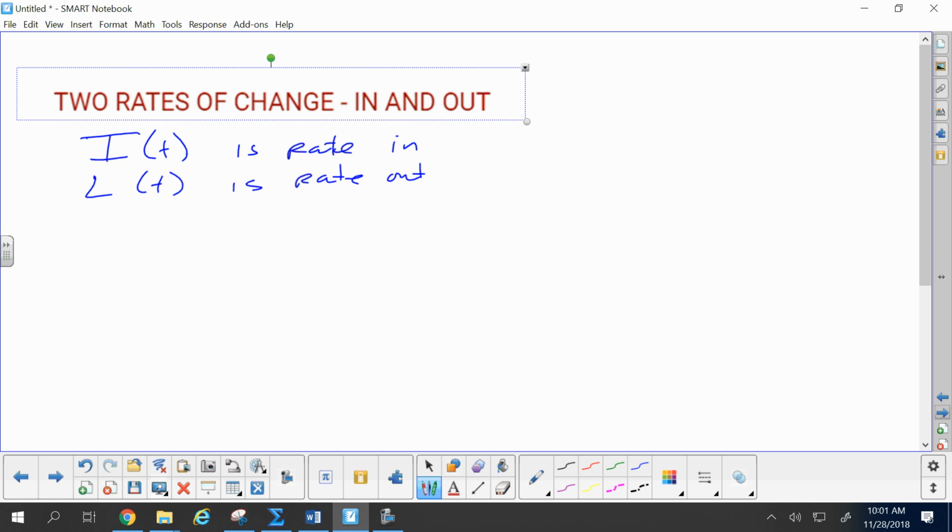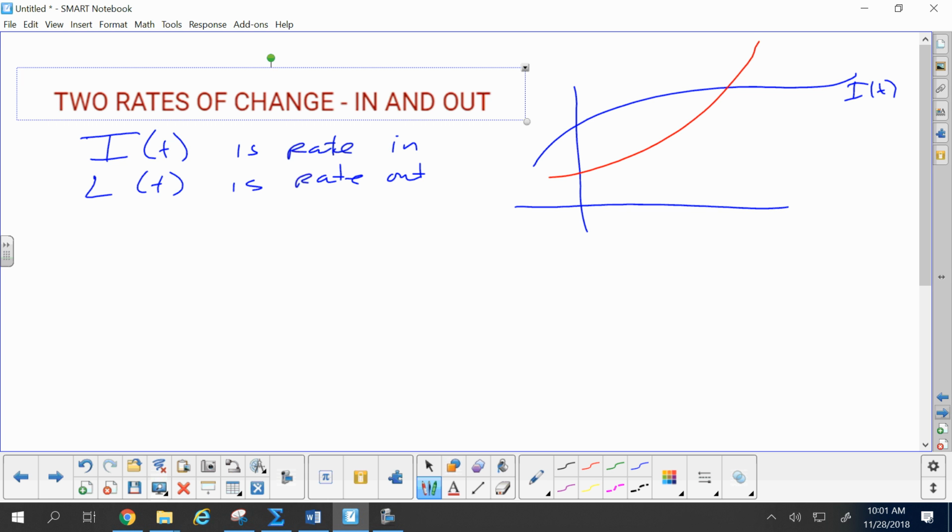Then if I gave you two graphs, say this is I of t, and this is L of t. Now let's go 4 to 7. Okay? What's happening on 0 to 4? In terms of the number of things, the amount is. Now look at which one's bigger, has a greater rate. In time 0 to 4, which is greater, in or out?